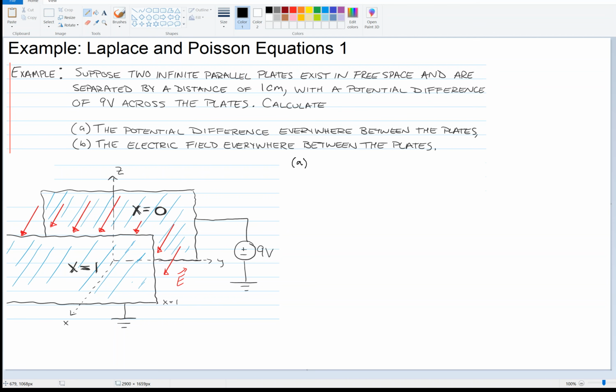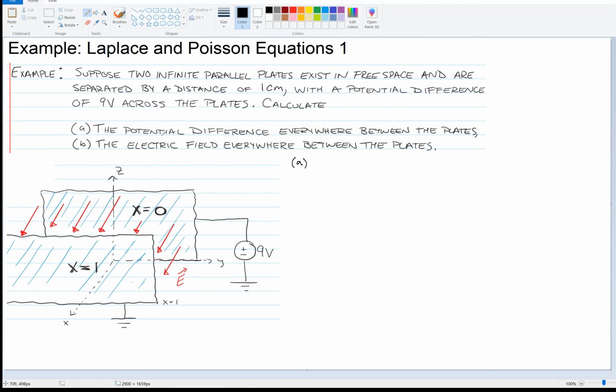All right, and remember, I just want to point out infinite plates seems kind of silly, but what infinite really means is that the dimensions of the plates are larger than all the other dimensions that you need to consider. So here we're considering this 1 centimeter. So all this really means is that the plates themselves are much larger in dimension than 1 centimeter.